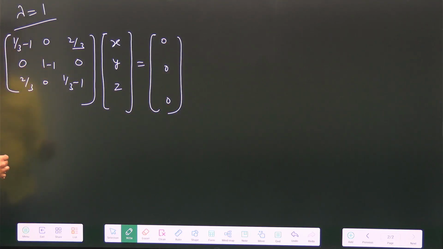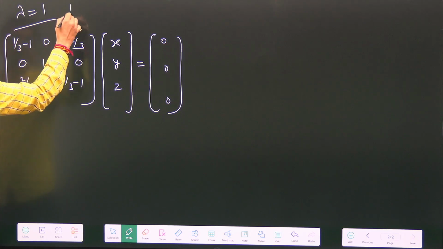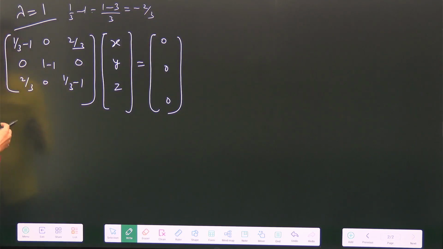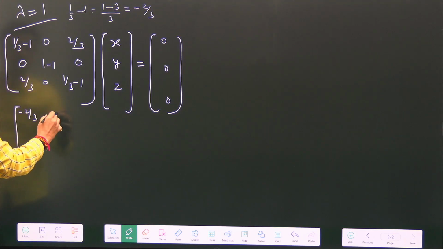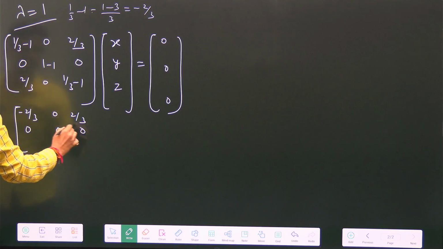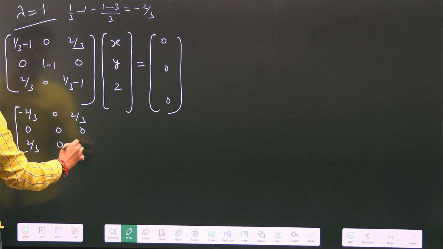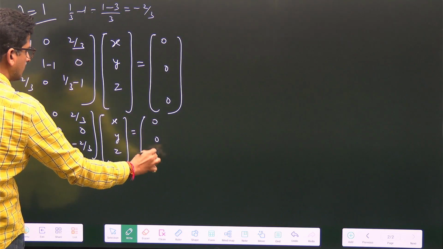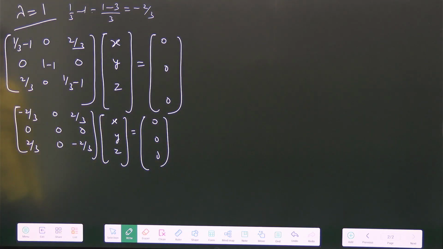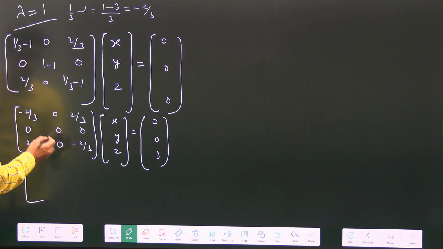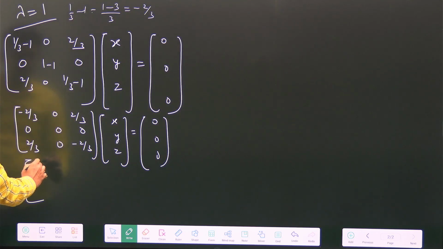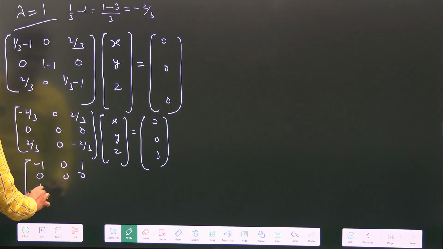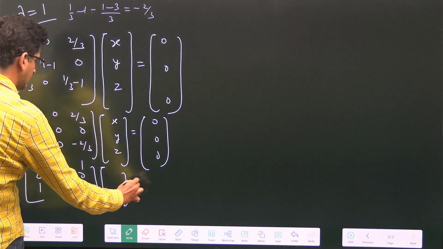So let us see what we get here. This value will be 1 by 3 minus 1, meaning 1 minus 3 by 3, which is minus 2 by 3. Okay. So this value will become minus 2 by 3, 0, 2 by 3, 0, 0 and 0, and 2 by 3, 0, minus 2 by 3 into x, y, z is equal to 0, 0 and 0. Okay. Now you can take 2 by 3 common from this and it will become minus 1, 0, 1, 0, 0, 0, 1, 0, minus 1 into this is equal to this.